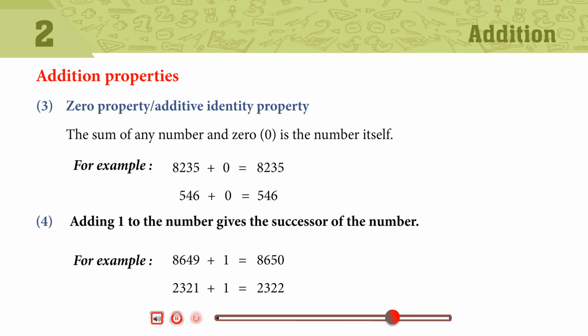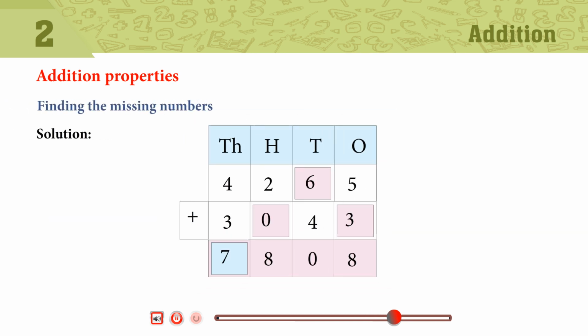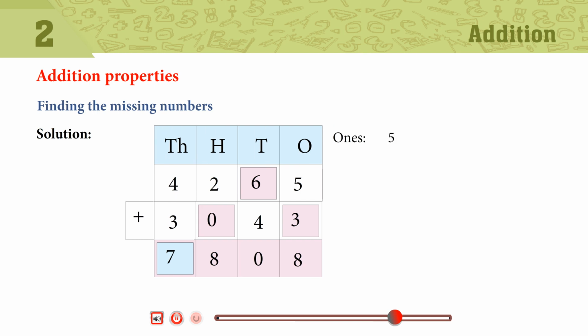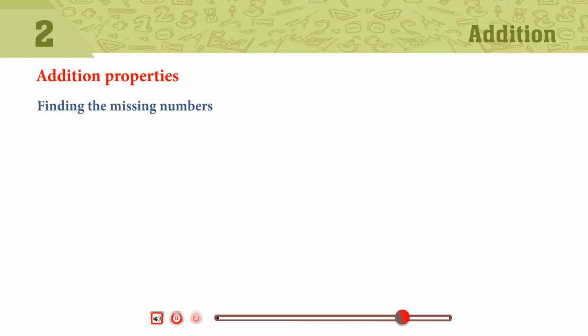Find the missing numbers. Example 6. Solution. Ones, 5 plus 3 is equal to 8. Tens, 6 plus 4 is equal to 10. Place 0 under tens, carry 1 to hundreds place. Hundreds, 1 carry plus 2 plus 0 is equal to 3. Thousands, 4 plus 3 is equal to 7.